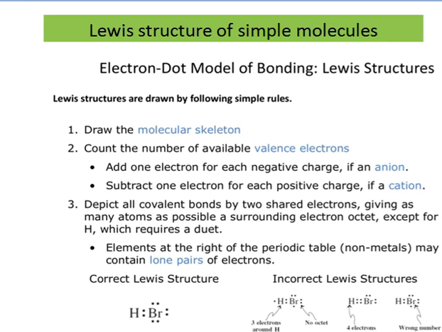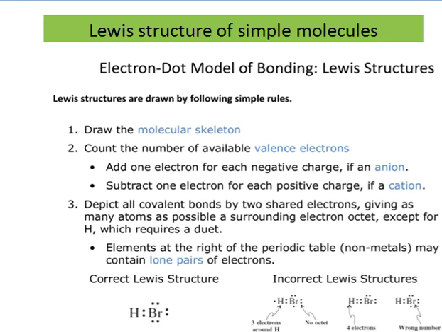In the same manner, if a molecule is a cation, you have to subtract one electron for each positive charge. If that molecule contains only one positive charge, you have to subtract 1. If it contains two positive charges, you have to subtract 2. In this way, you calculate the total number of valence electrons for that molecule. That molecule may be an anion and it may be a cation.